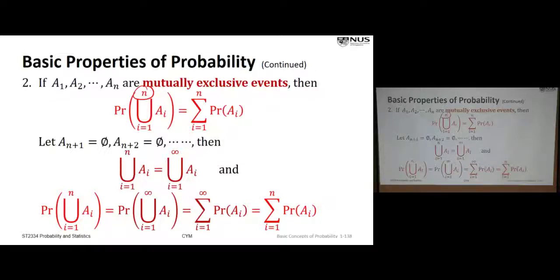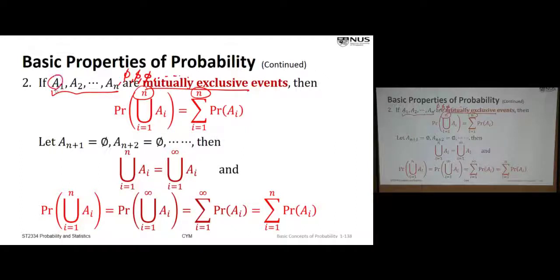All right? And it happens that it's equal to the sum of all this, probability of A1 up to probability of AN. And the proof is very simple. We just have to consider adding an infinity of empty sets to the rest. So it becomes an infinite number of events. All right? They are mutually exclusive. Why? These are mutually exclusive. This is what we assume.